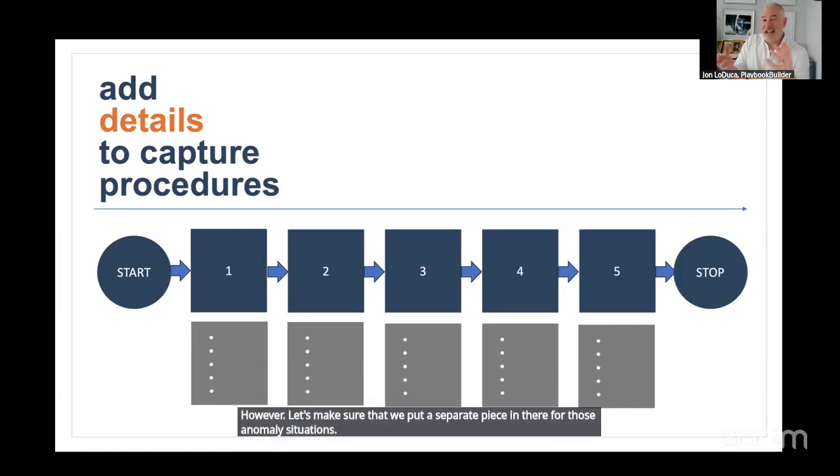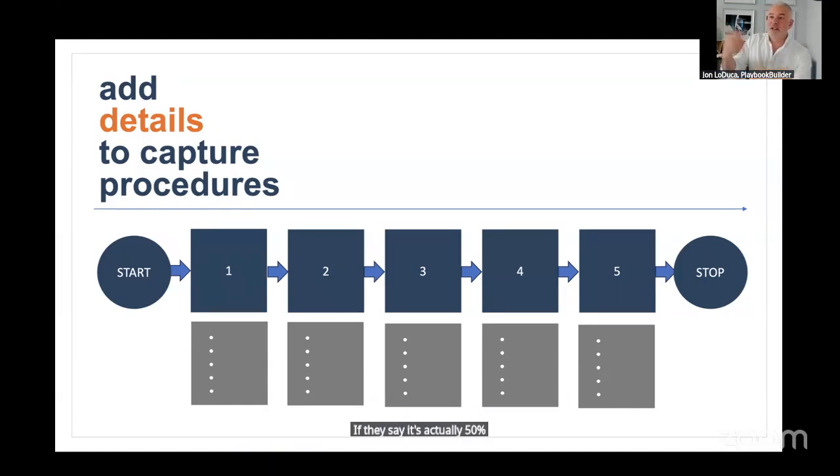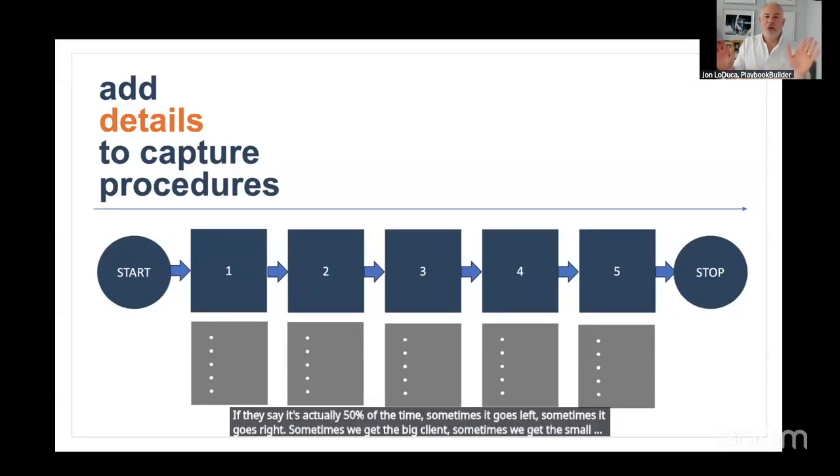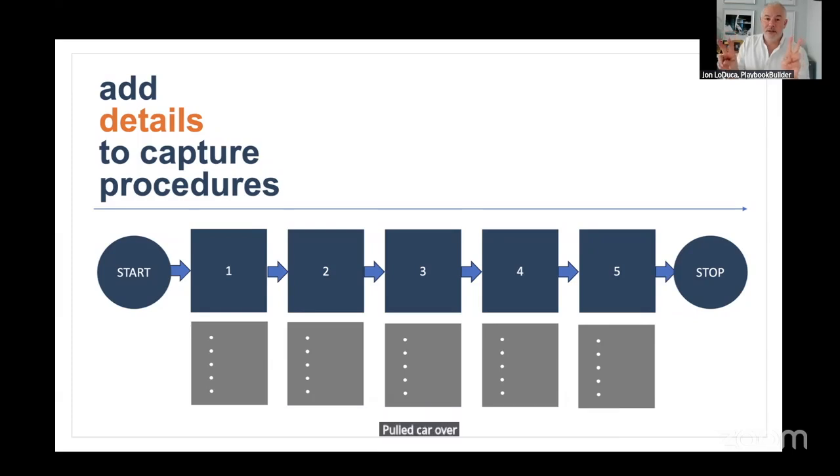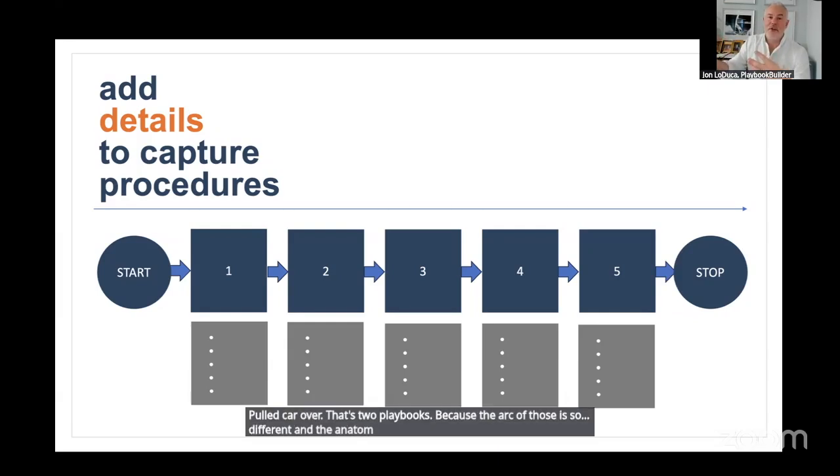If they say it's actually 50% of the time, sometimes it goes left, sometimes it goes right, sometimes we get the big client, sometimes we get the small one, pull the card over, that's two playbooks because the arc of those is so different and the anatomy of steps might differ grossly. I would say now we're making a decision to make it into two.